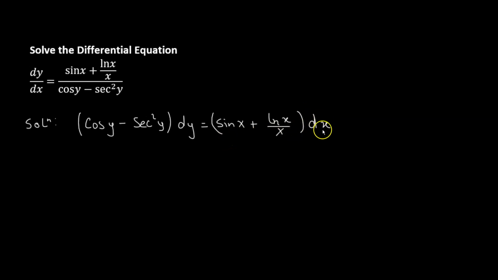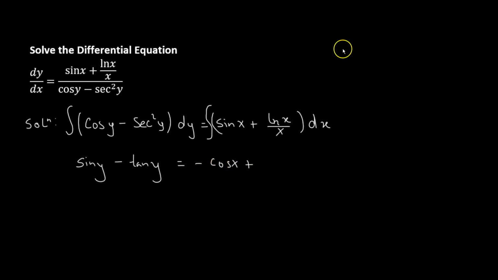Now this is in the separable form, as we can see that the coefficient of dx is entirely a function of x, and so is the coefficient of dy, which is purely a function of y. Now we will integrate both sides. So we have the integration of cosine y dy, which will be sine y, minus the integration of secant squared y with respect to y, which will be tangent of y. That equals the integration of sine x dx, which will be negative cosine x, plus integration.